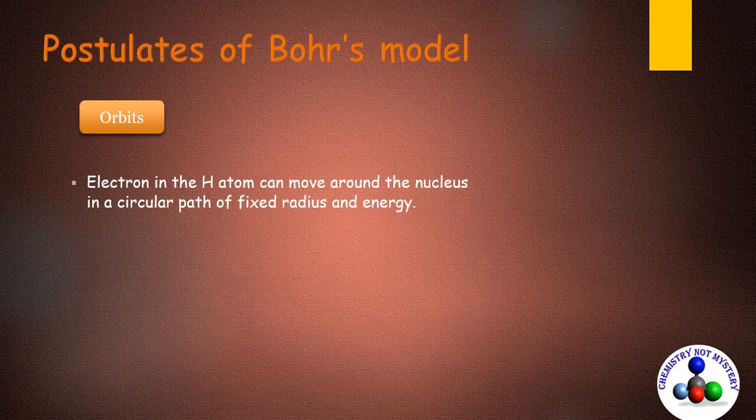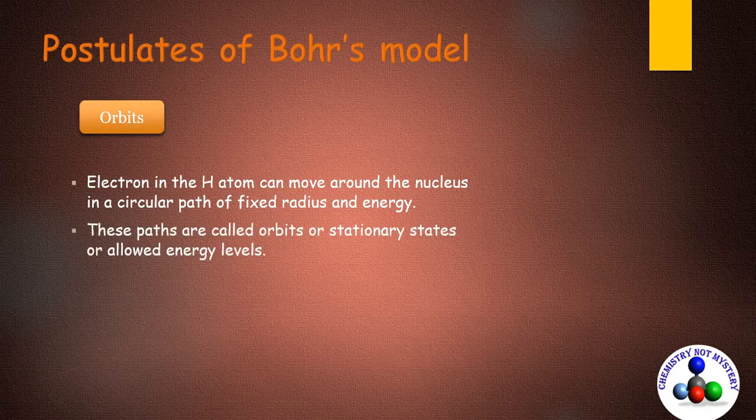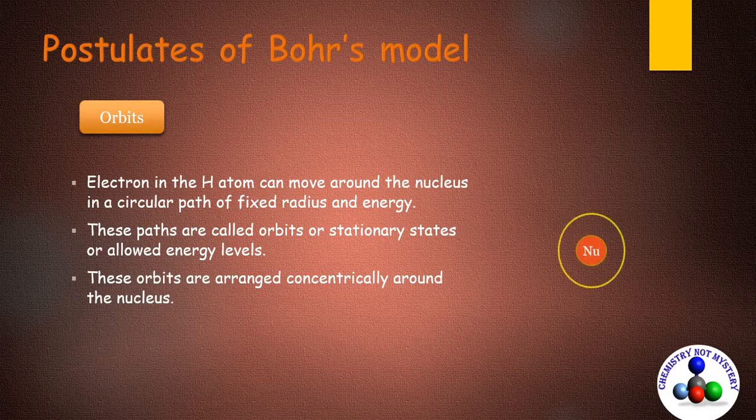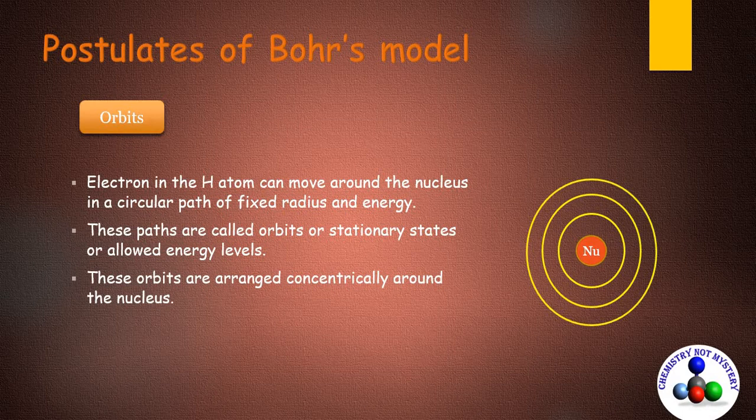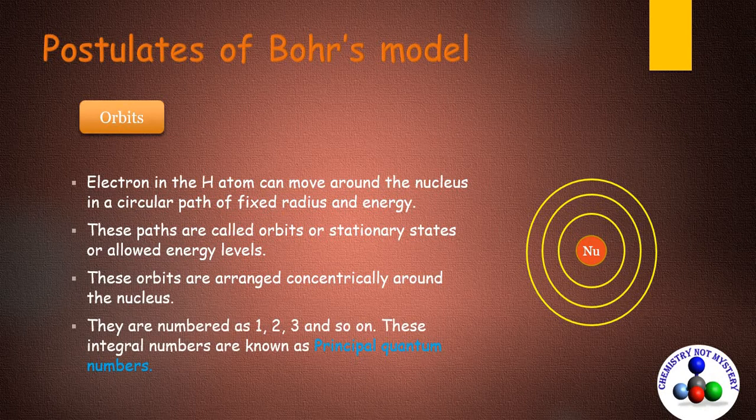Electron in the hydrogen atom can move around the nucleus in a circular path of fixed radius and energy. These paths are called orbits or stationary states or allowed energy levels. These orbits are arranged concentrically around the nucleus. They are numbered as 1, 2, 3, 4 and so on. These integral numbers are known as principal quantum numbers.